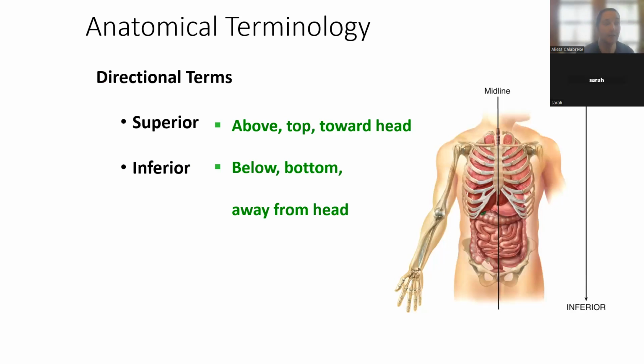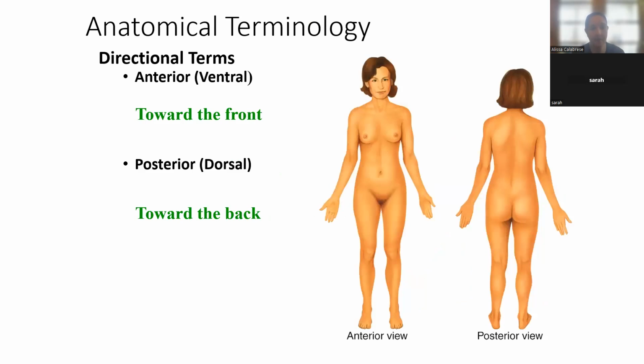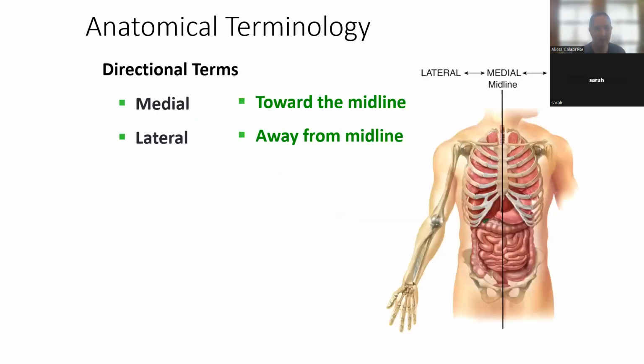And these are relative terms. If I'm looking at this body here, I can point out the stomach. The stomach is inferior to the heart, right? It's below the heart, so it's inferior. But the stomach is superior to the colon, because it's sitting on top of it. So these are always relative terms. All right, and then we've got anterior and posterior. Anterior towards the front, posterior towards the back, again, relative terms.